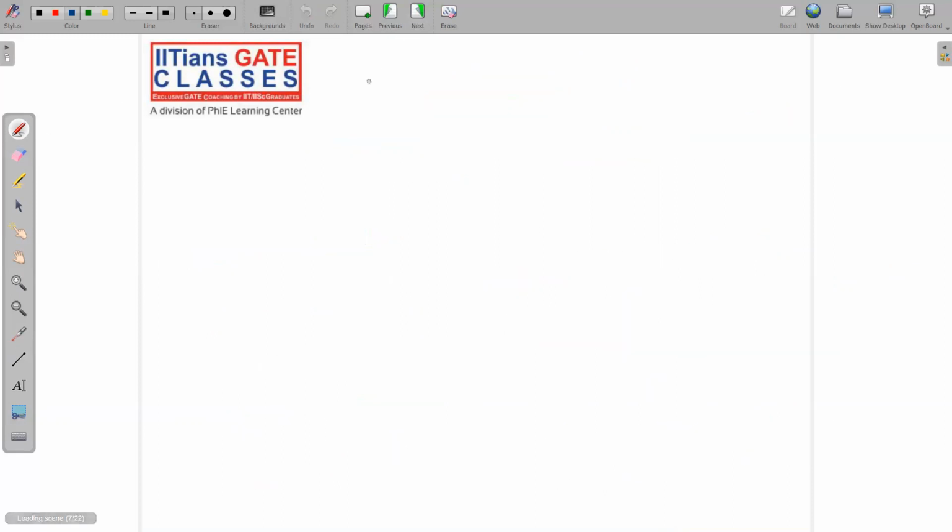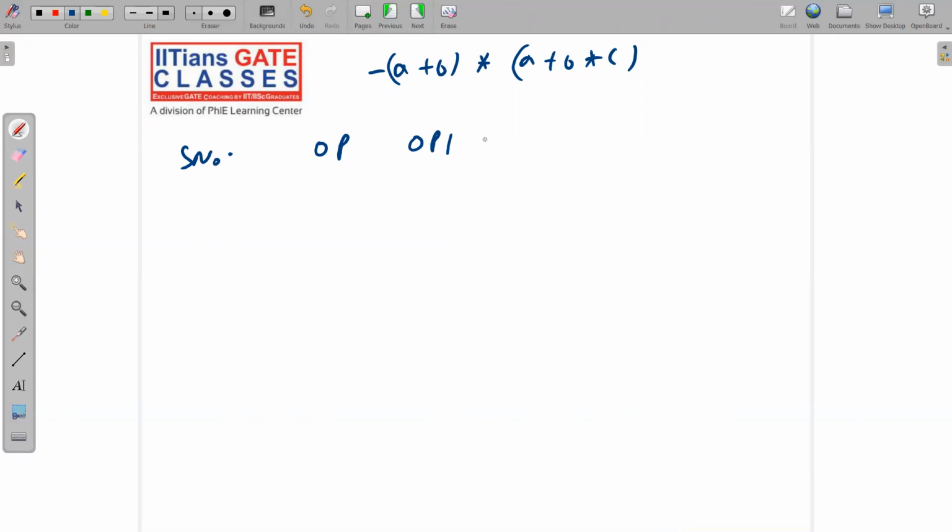Okay, so for explaining quadruple and triple, let me take another example. A plus B star A plus B star C. This is our code. Okay, so quadruple means 4 columns. Okay, so first will be obviously serial number, then operator, then operand 1, operand 2, and then result. So what we will say?